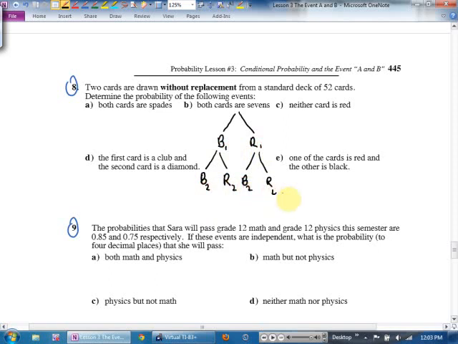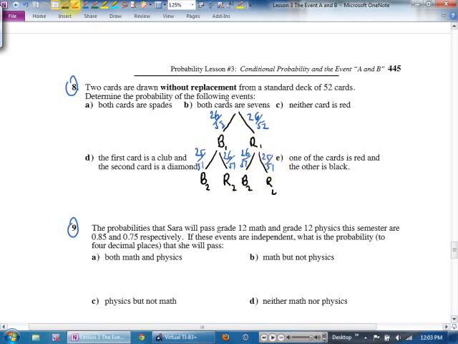How many black cards in the deck? 26. So this is going to be 26 out of 52, 26 out of 52. Down this branch, you picked a black card. How many are left in the deck? 25 out of 51 blacks, 26 reds out of 51. Here you picked a red, so you got 26 blacks out of 51 and 25 reds out of 51.